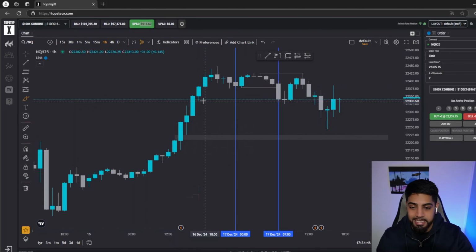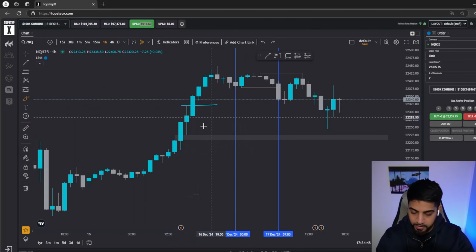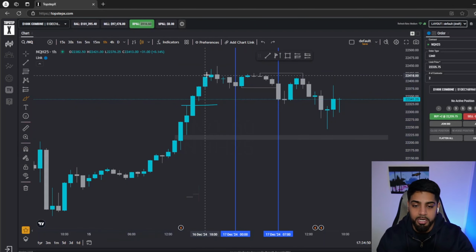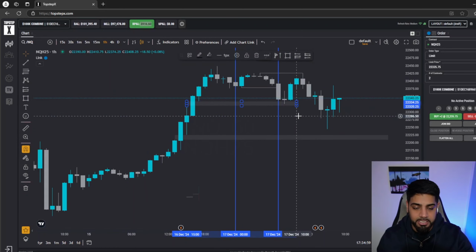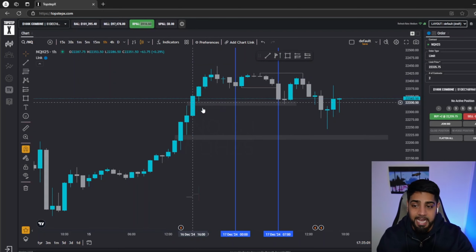Even if we come on to the hourly, we can see that right here we've got a bullish fair value gap. Price is super bullish. We've had this sort of retracement to the downside. So what we're anticipating is that price is actually going to come and tap into some form of higher time frame interest. So here we can see that we've got this hourly fair value gap.